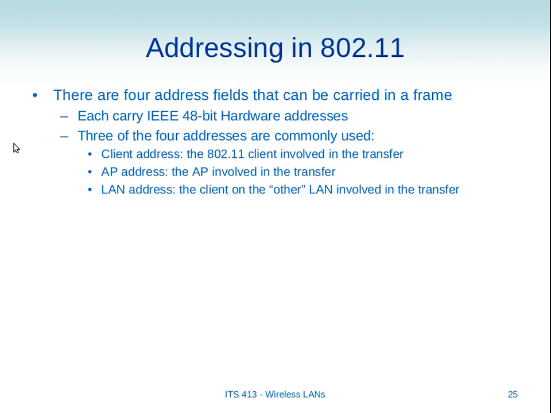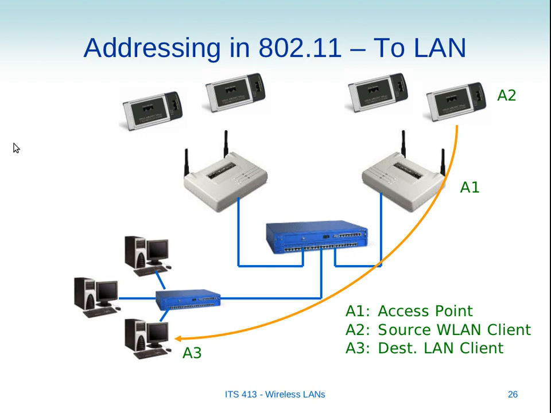Three addresses. Examples of how they're used. We're sending from our client on the wireless LAN to some PC on the wired LAN, as an example. These are our laptops. It's an old picture from many years ago where most of the wireless cards in laptops were not built in, but you had to buy an extra card and insert it in. Nowadays they're all built in. Here's our client, access point, and PC. They all have MAC addresses.